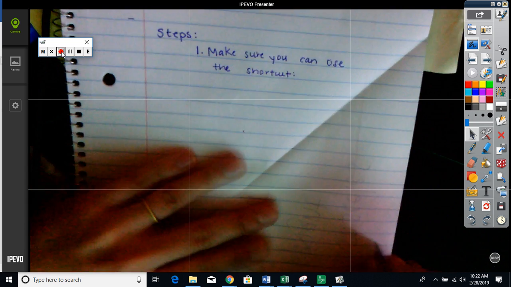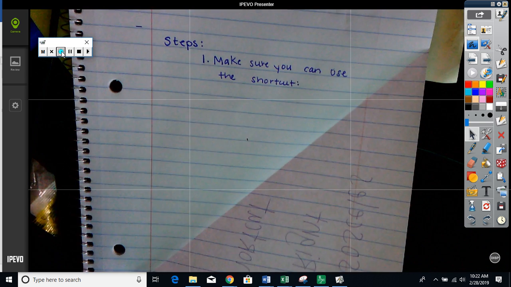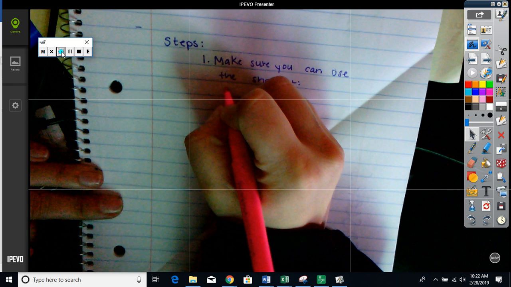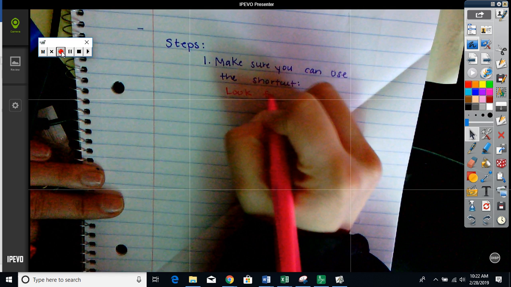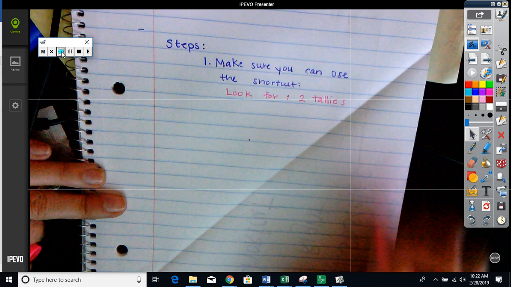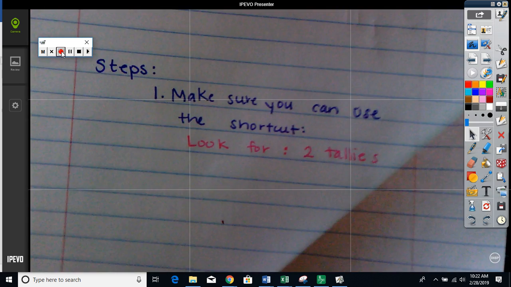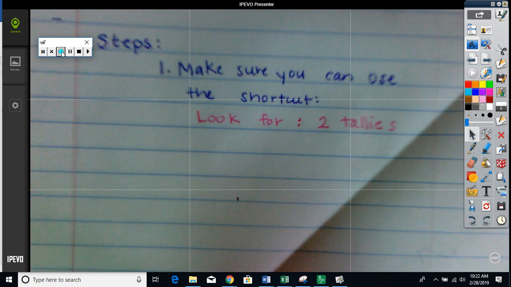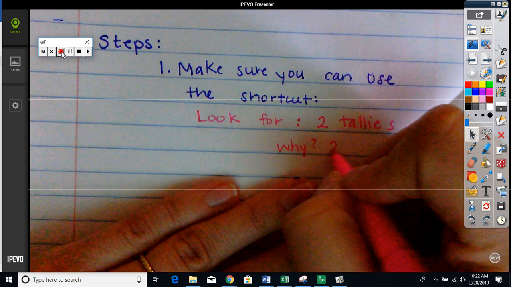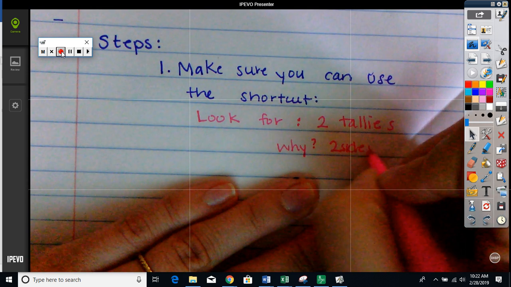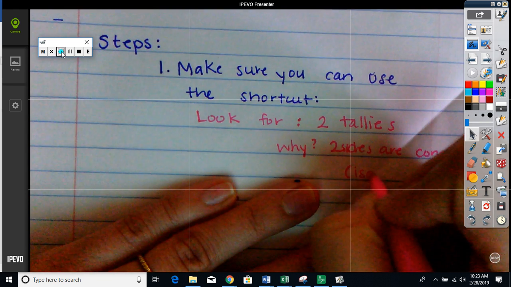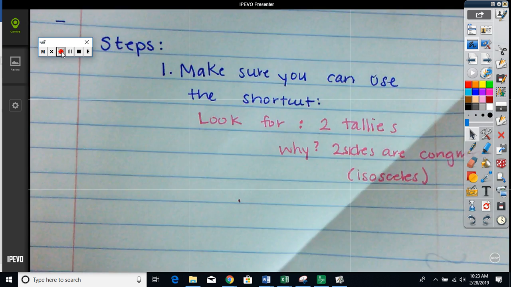So, what do you need to look for? Here's what you need to look for to make sure you can use the shortcut. One of the things you need to look for is this. Two tallies. Two tallies tells you that two sides are the same. And if two sides are the same, that means it's isosceles. So why do we look for two tallies? Because that means that two sides are congruent. That means they're isosceles. That's the first thing you can look for.